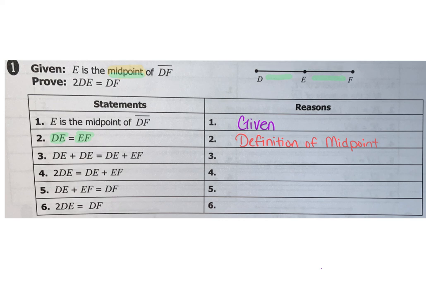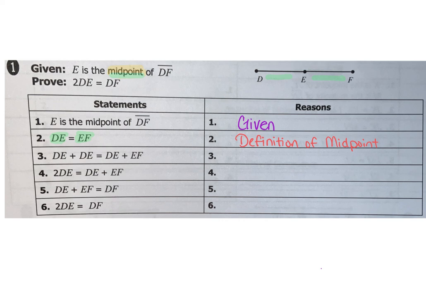Why would they do that? First of all, let's go back to what we're trying to prove. We're trying to prove that 2 DEs equal the whole segment. Well, logically, it makes sense if DE and EF are the same, then 2 times DE would equal the whole line as well. But you have to prove it step by step. So the reason they added DE to both sides and not EF to both sides is because eventually they want to get to 2 DEs on one side.